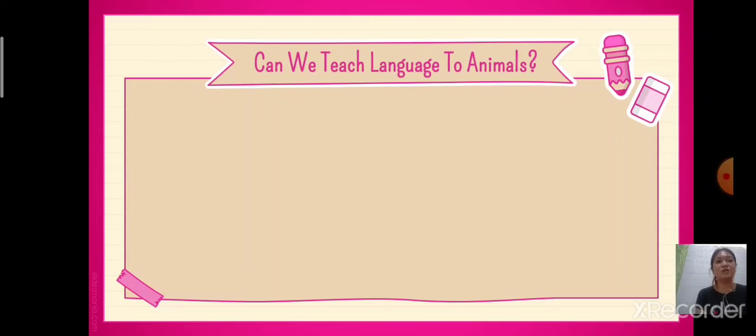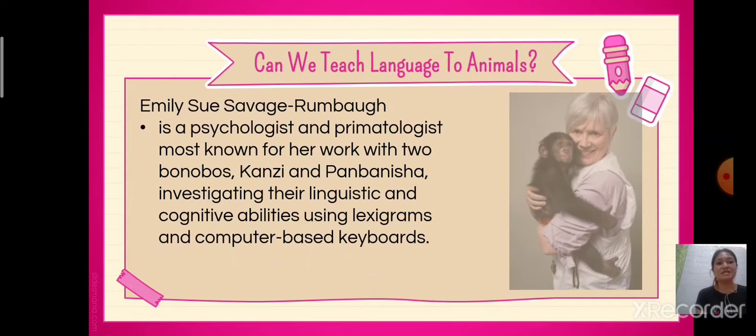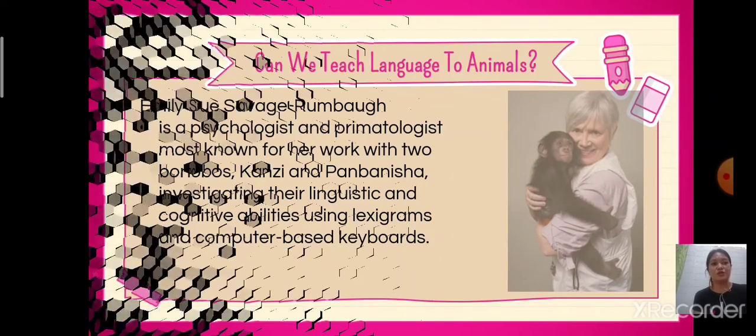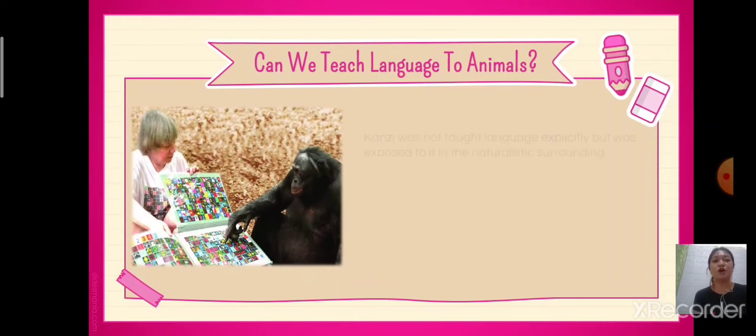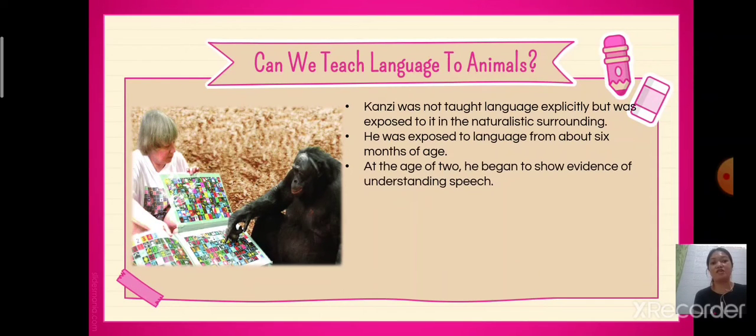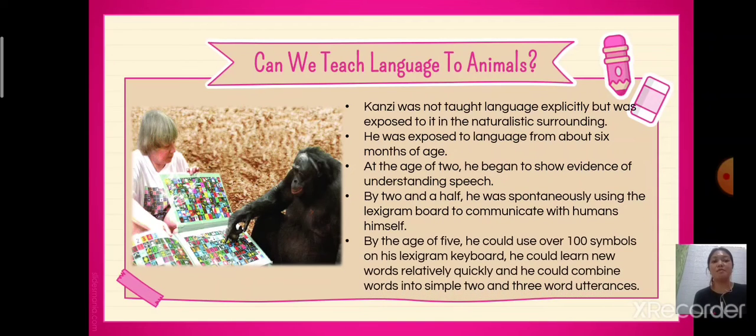Next is, can we teach language to animals? So this is Emily Sue Savage-Rumbaugh. She is a psychologist and primatologist, and she is the one who trained Kanzi and Panbanisha, the two speaking bonobos, using the lexigram and computer-based keyboards. In order for the bonobos to learn, they have their caregivers, and what Rumbaugh wants them to learn is for them to be exposed to the language in a natural way.